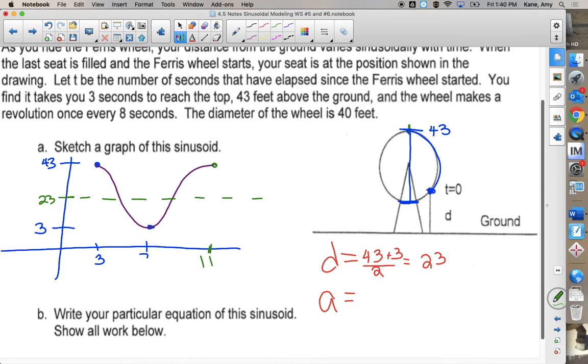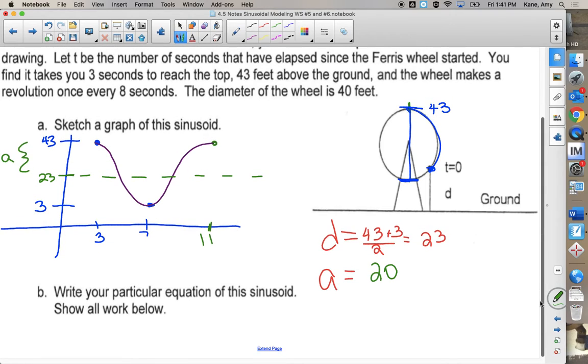Once you have the sinusoidal axis, you can visually find A. How is A related to my graph? Where would the A value be? Kevin? 43 to 23. Yeah, 23 to 43. So this distance here is A. The stretch vertically from the center to the top. Well, that stretch is 20. It's also the radius of the circle. So the radius and the amplitude are the same, but the stretch from the center to the top is A.